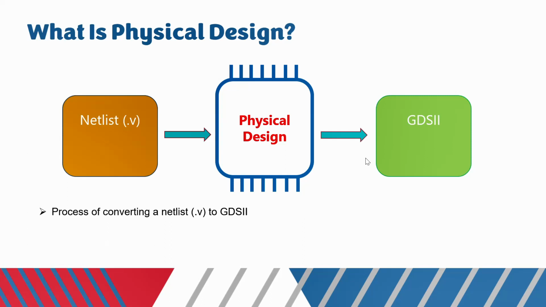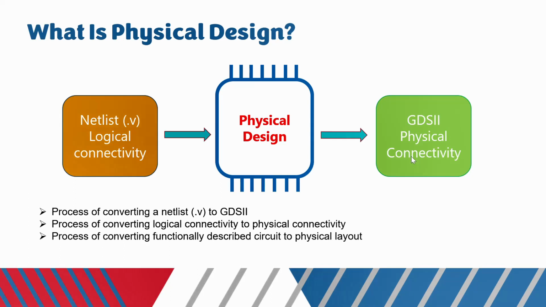So coming back, physical design is the process of getting a GDSII file from the netlist. Or from the logical connectivity, getting the physical connectivity is the physical design process. Or converting a functionally described circuit to the physical layout. Or we can say that converting a design to manufacturable geometries is the physical design process. So physical design is the process of getting a layout from the netlist.